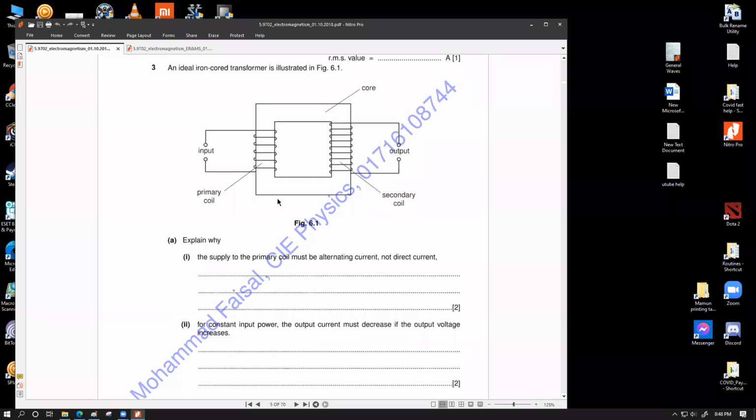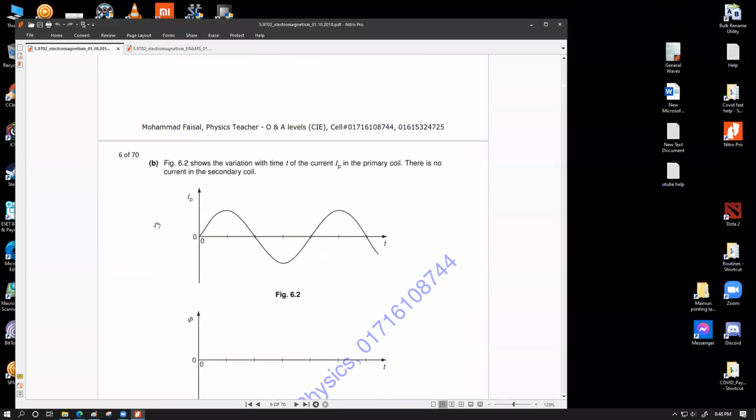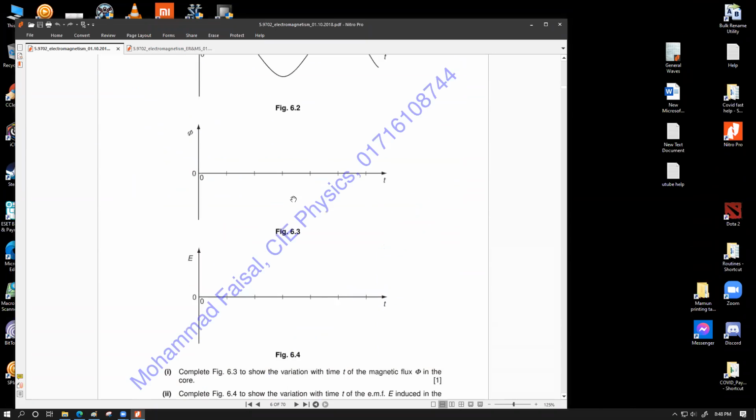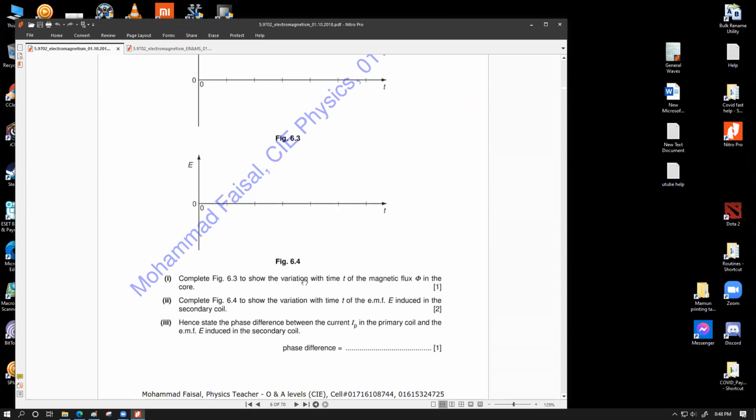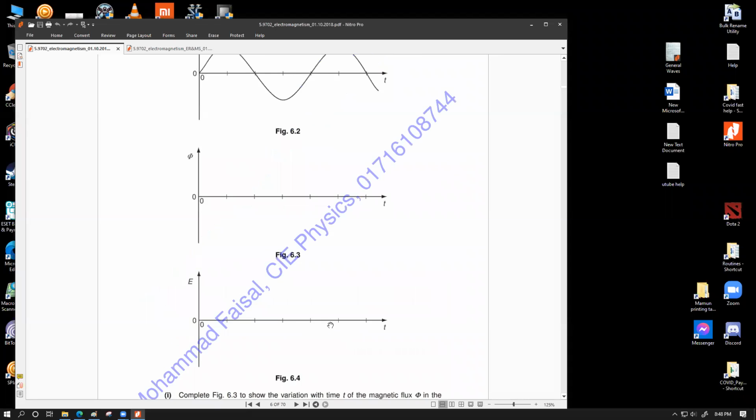Okay, and then it says part B. On the axes, show the variation with time t of the current IP of the primary coil. There is no current in the secondary coil. Then complete the figure sequentially to show the variation with time of the magnetic flux in the core. Complete the figure to show the variation with time t of the EMF induced in the secondary coil. Hence state that the phase difference will be 90 degrees. Let me show you.